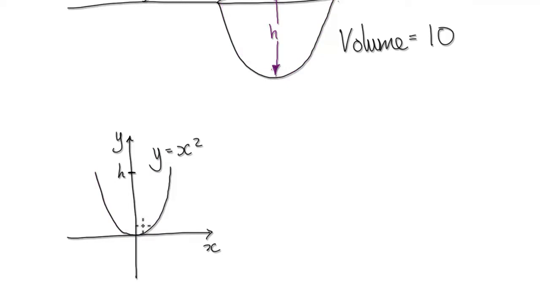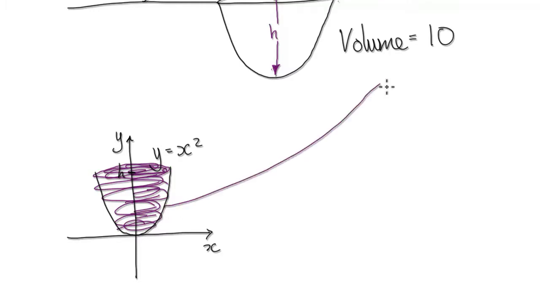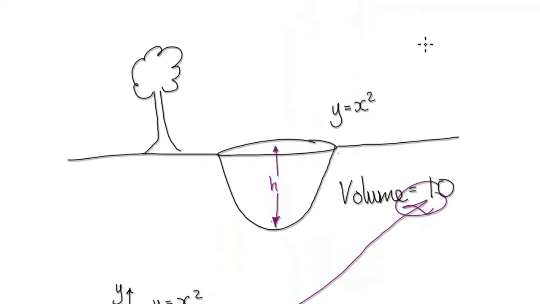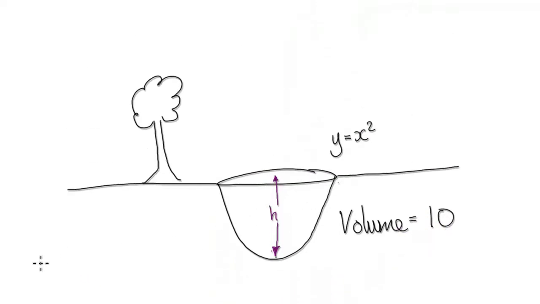So you're really rotating this, so you're going to get a volume. Rotate it, rotate it, rotate it in such a way that the volume is precisely 10. Okay, so press pause and think about it. Press pause and have a go.